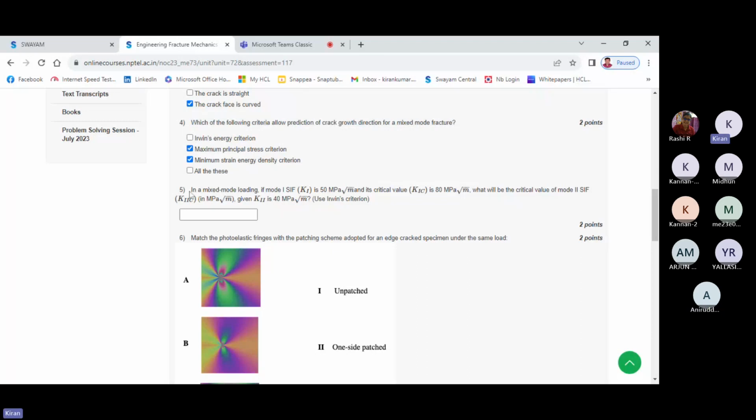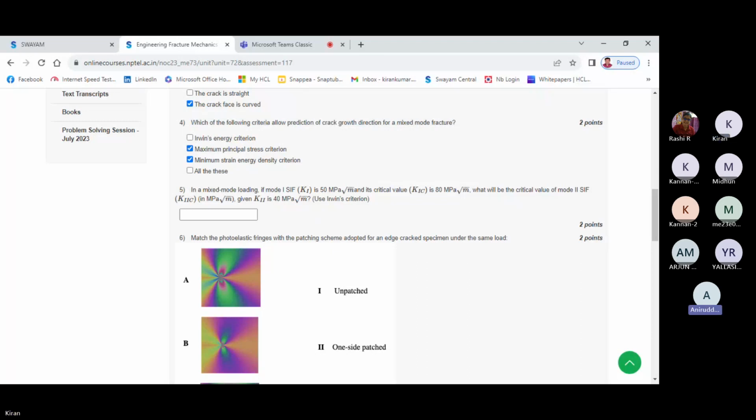So yeah, the fifth question. Actually, I am not sure about the fifth question. See, for this one, he is saying that we can use Irwin's criteria, right? So which formula do you use? There is a circle formula and there is also an ellipse formula. There are two formulas.